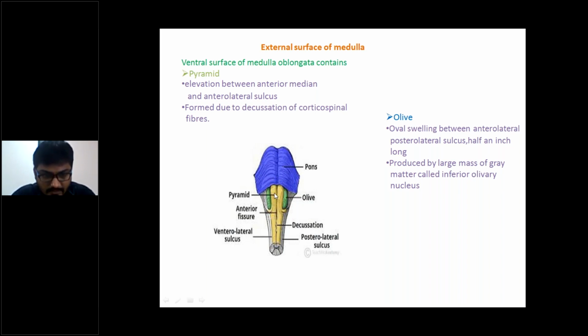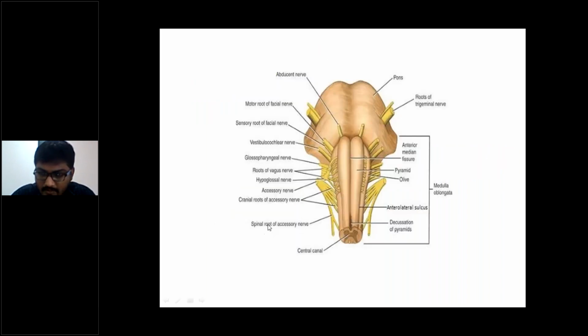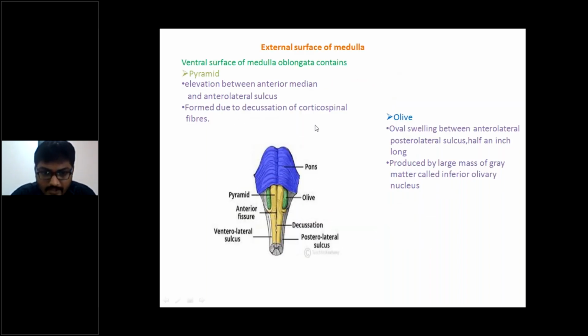This elevation is the pyramid. It is formed due to the degradation of the corticospinal tract. See, the corticospinal tract coming like this decussates like that, right? This corticospinal tract is coming from the midbrain here, pons here, decussates like this and passes contralaterally. So this pyramid, this bulge, is due to the decussation of the corticospinal tract.